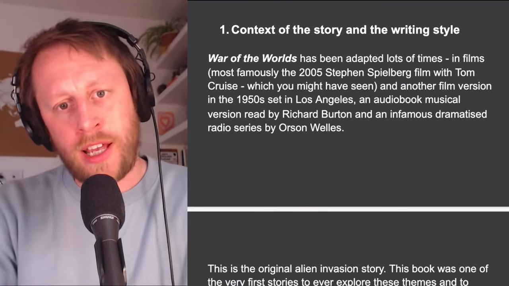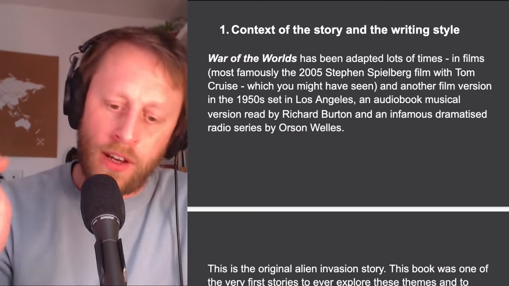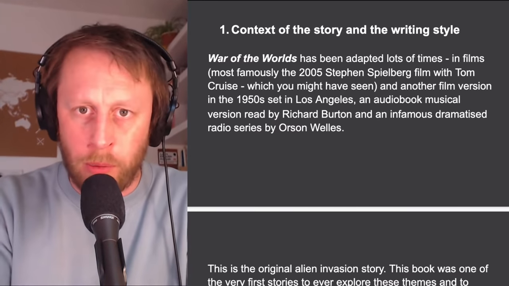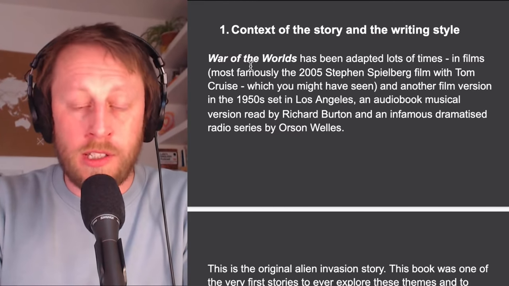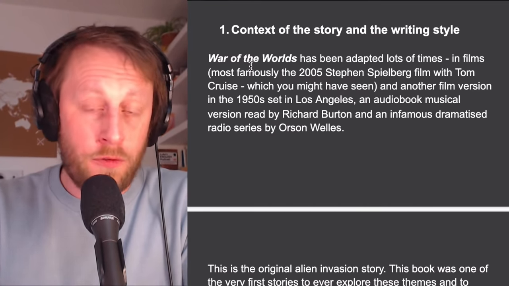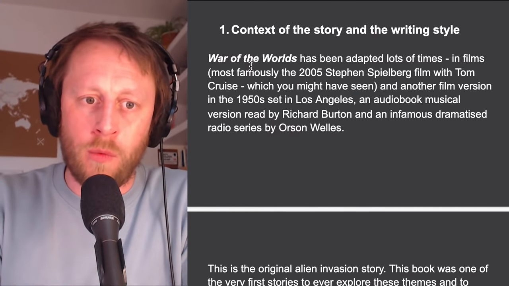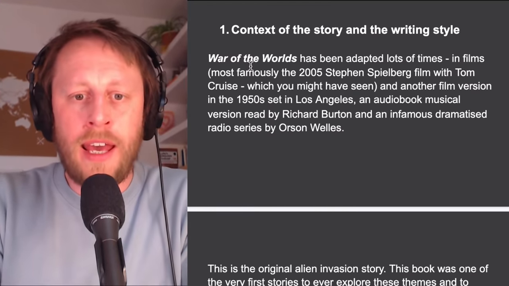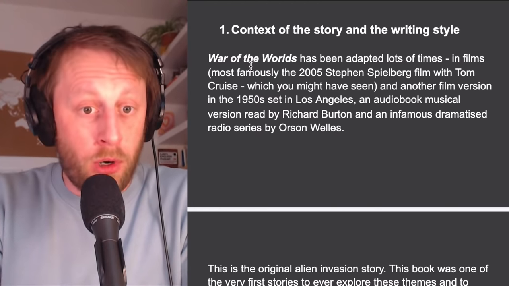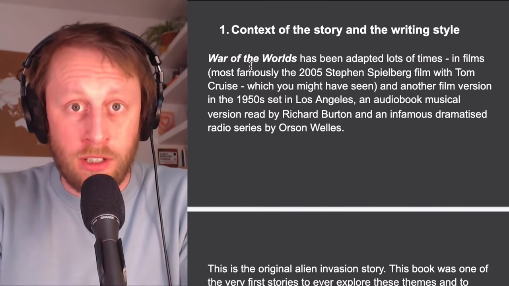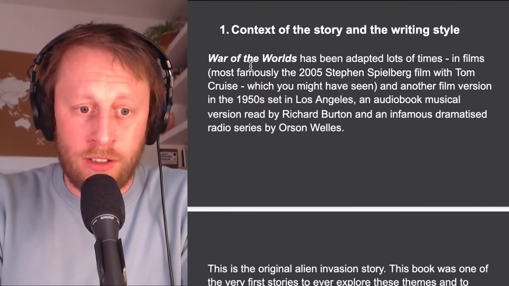Right, so let me give you the context of the story and give a few comments about the writing style. This is going to be fairly brief, and then we'll jump straight into the actual contents of the story here. So, War of the Worlds has been adapted lots of times in films, most famously the 2005 Steven Spielberg film with Tom Cruise, which you might have seen, and another film version in the 1950s set in Los Angeles, an audiobook musical version read by Richard Burton, and an infamous dramatized radio series by Orson Welles.